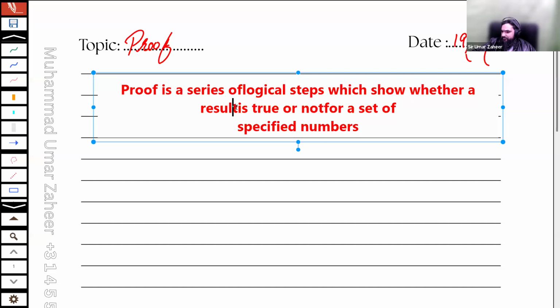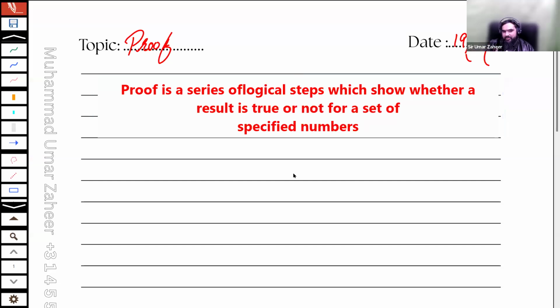All right, the result is true or not for a set of specific numbers. Okay, in a specific domain, you are talking about the numbers, and you have to look for whether the given statement is true, or the given statement is false. But you have to give some specific logics.